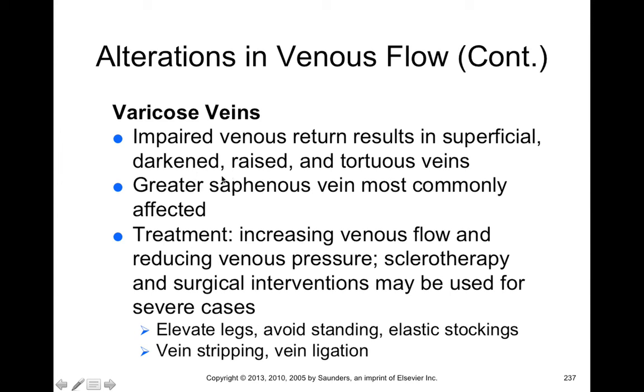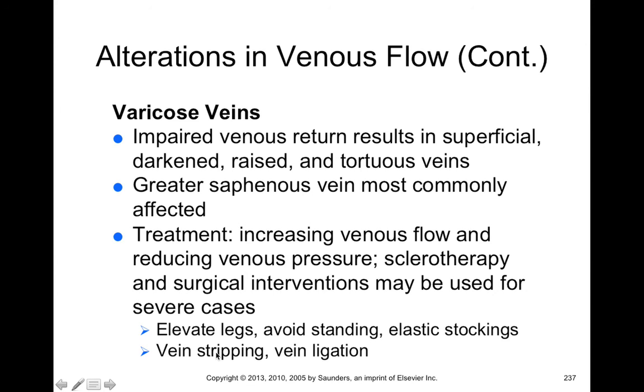You find this common in the great saphenous vein, and the treatment for this is going to be increasing venous flow. So you want to reduce venous pressure. It might involve things like sclerotherapy and surgical interventions. But ways to reduce varicosities would be things like elevation of the legs, avoid standing too long, wearing elastic stockings, which could help to squeeze blood back towards your heart, or things that might be more dramatic would be like vein stripping or vein ligation for totally incompetent veins that have reduced blood flow.